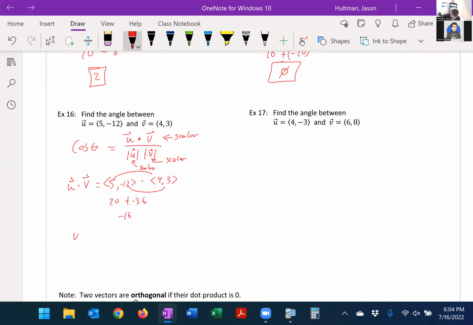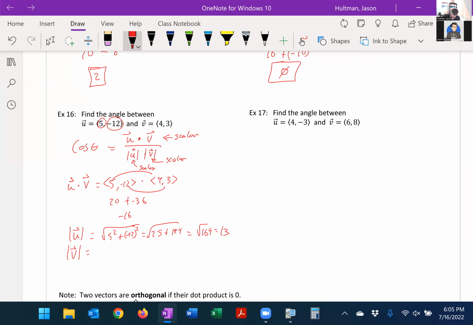Okay, what about the magnitude of u? Well, that's the square root of the a component of u, which is 5. Let me circle that maybe. That's 5 squared plus the b component of u, which is negative 12, negative 12 squared. So this is going to be 25 plus 144 square root, which is square root of 169, which everyone knows is 13.